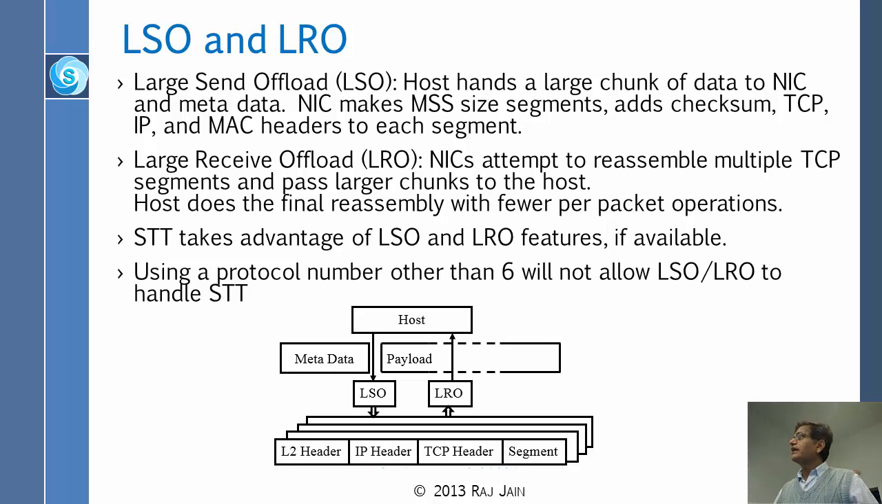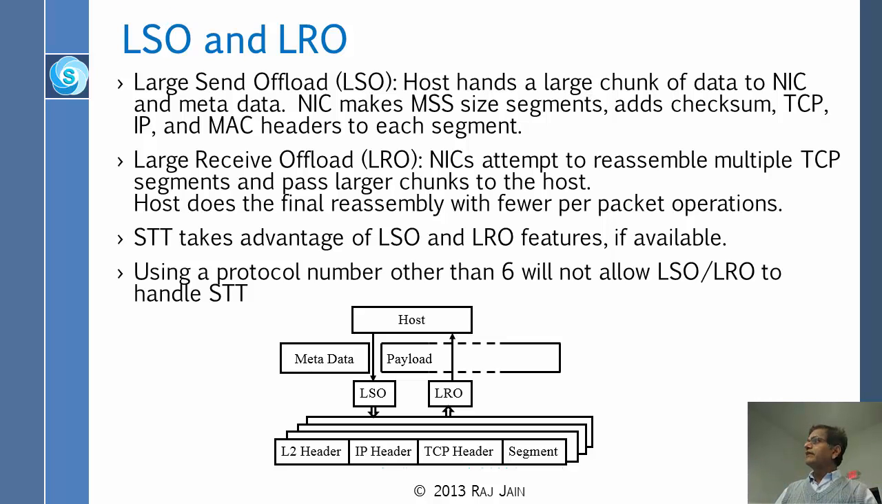An LSO card will send a large chunk of data to the NIC with the metadata which says it is going to this destination, whatever else is going to go. The NIC makes the MSS size segments. MSS is what? Maximum segment size. That is the TCP packet size, right? It makes MSS size segments and adds checksum, TCP, IP, MAC headers to each segment. So all of this is done by the card, by hardware.